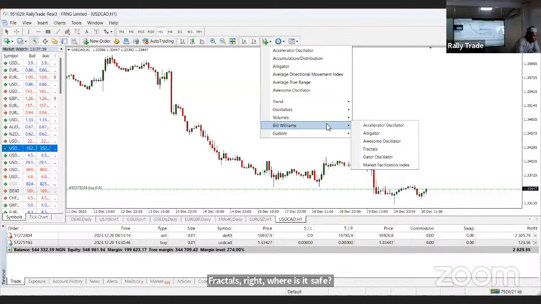It's other beliefs. So there's one man, his name is B. Williams. He came out at a point, he developed a lot of indicators, among them fractals.